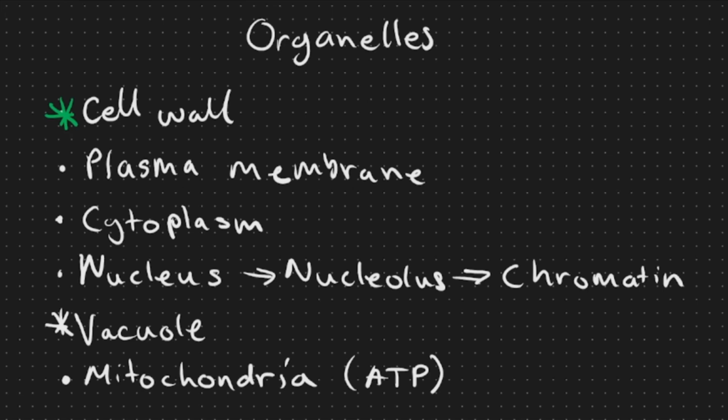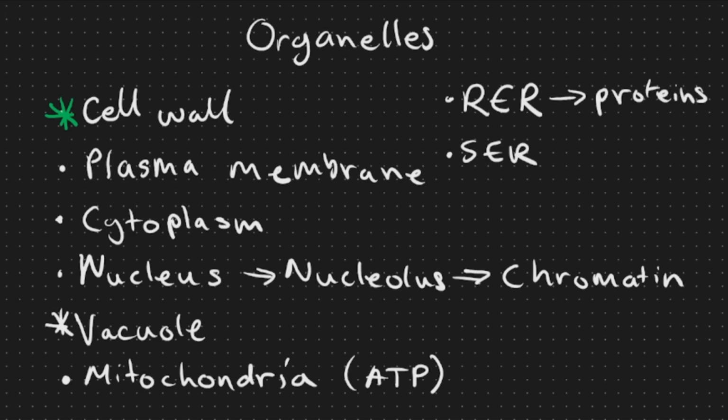Next up, we have the rough endoplasmic reticulum, which I will just write as RER in the video. Down below in the description, again, there's the cheat sheet. This is involved in the synthesis, sorting and transporting of proteins, unlike the SER, the smooth endoplasmic reticulum, which takes part in the synthesis of lipids. So here I'm just going to very quickly put proteins, and here I'm going to add lipids.